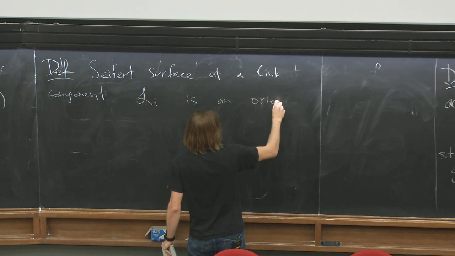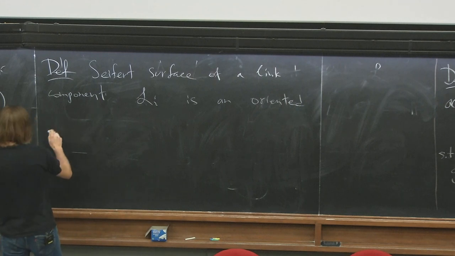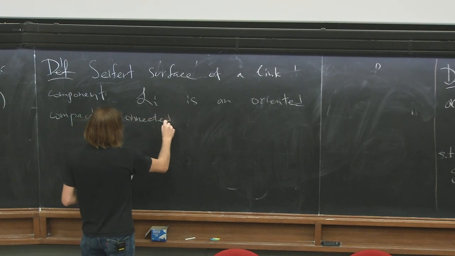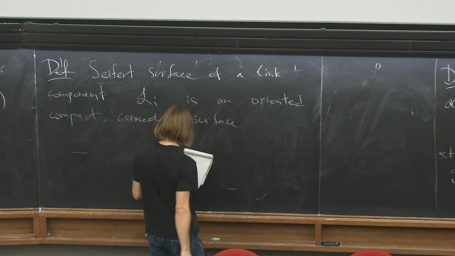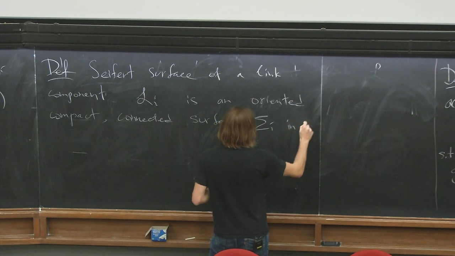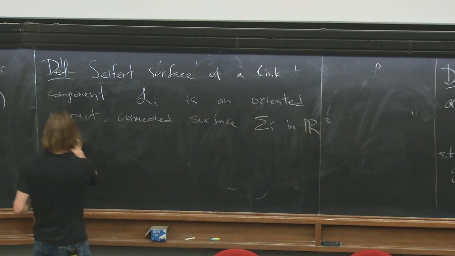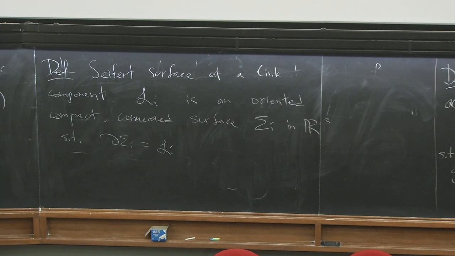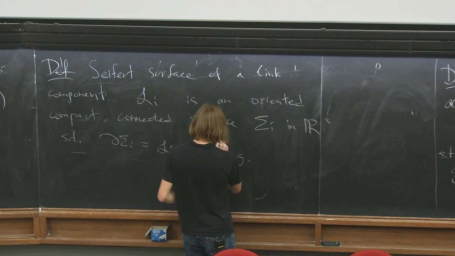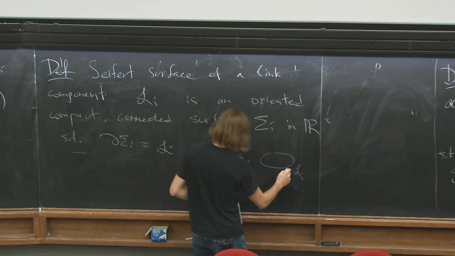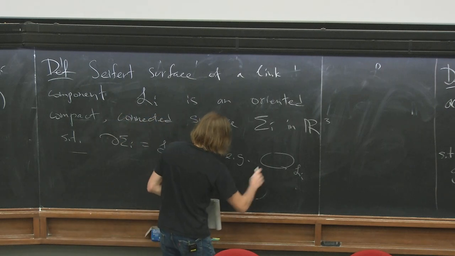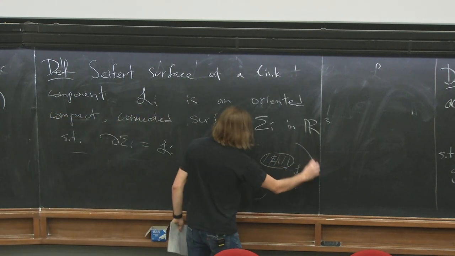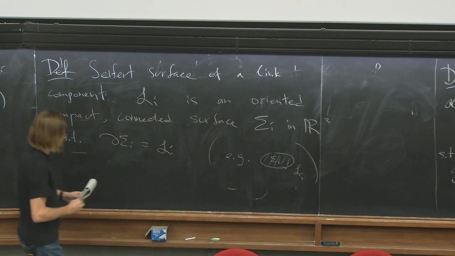A Seifert surface is an oriented, compact, also connected surface Sigma i embedded in R3, such that the boundary of the surface is my link component. So, for example, if my link component just looks like a knot circle, I can choose the Seifert surface to be just a disk such that its boundary is this circle.